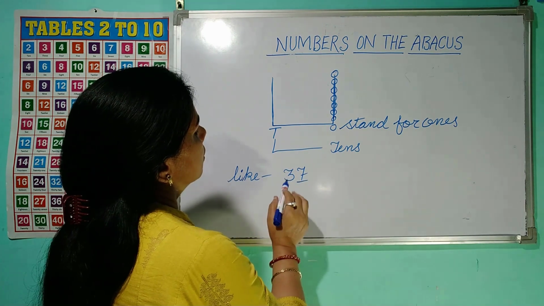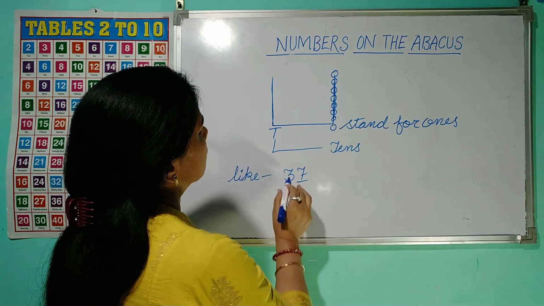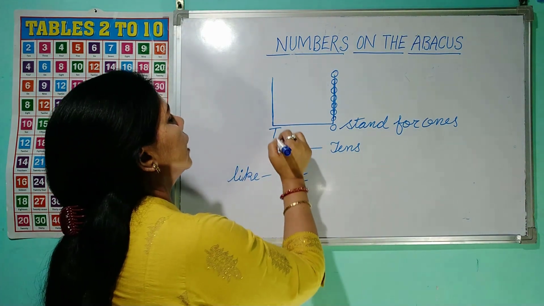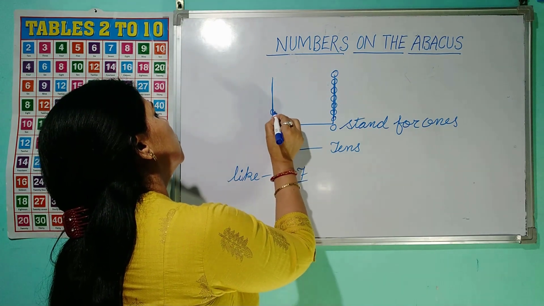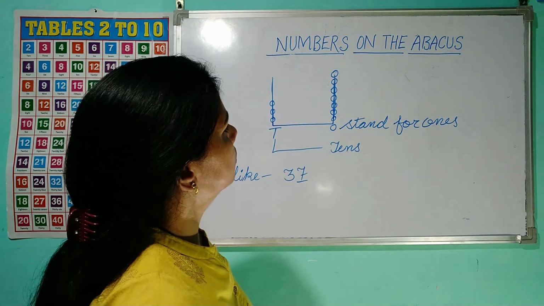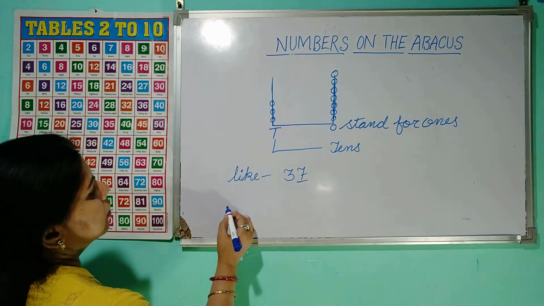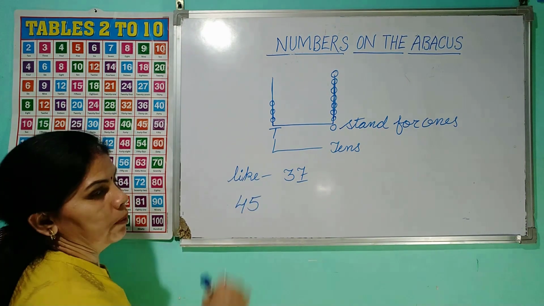In 37, 3 is on tens place. So we draw 3 beads in 10 spikes. 1, 2, 3. Now take another number, 45.